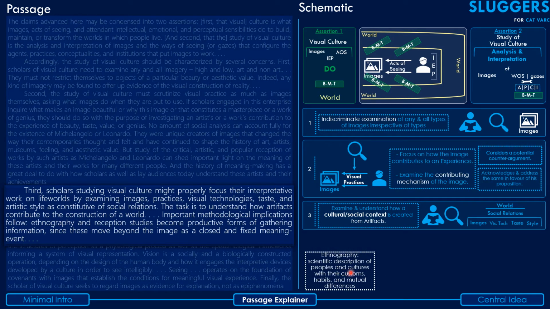Ethnography, guys, is basically the description of peoples and cultures with their customs, habits, and mutual differences. It's where you consider people from different cultures to be following different practices, different customs, and different habits, right? That's what ethnic relates to: culture, race. And ethnography is a record, a description of that.